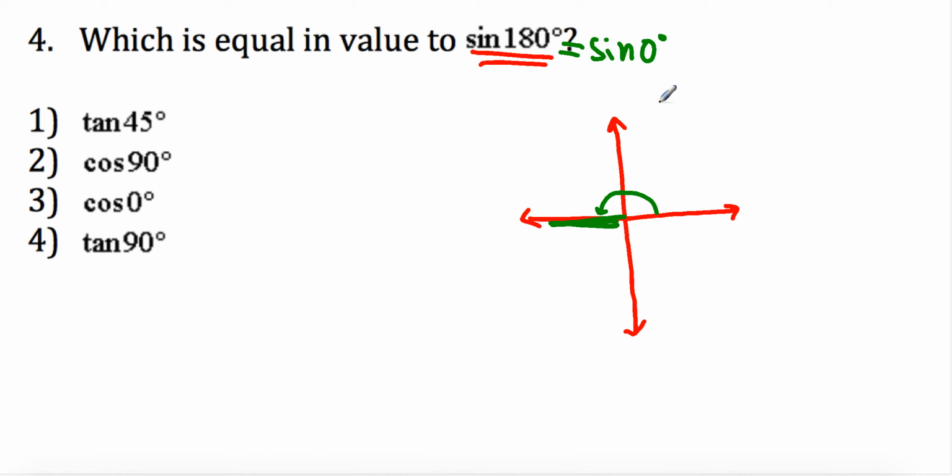What's sine of 0 degrees? That's equal to 0. Then which one of these 4 get to 0? So you can put them into calculator if you want to, but if you memorize that, you can see that tangent of 45 is equal to 1. Cosine of 90 is equal to 0, in fact. So our answer will be choice 2. But what is cosine of 0? That's equal to 1. Tangent of 90, that's undefined. So therefore, once again, one way or the other, we can see that choice 2 would have been our answer.